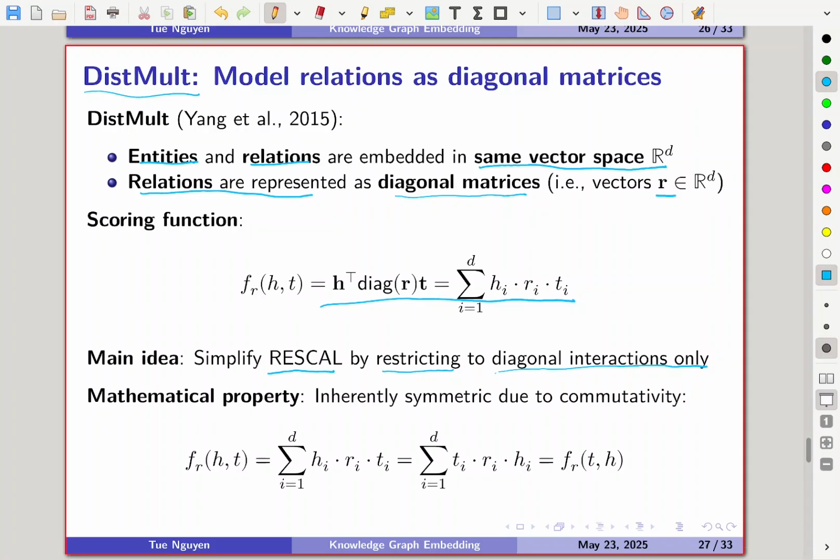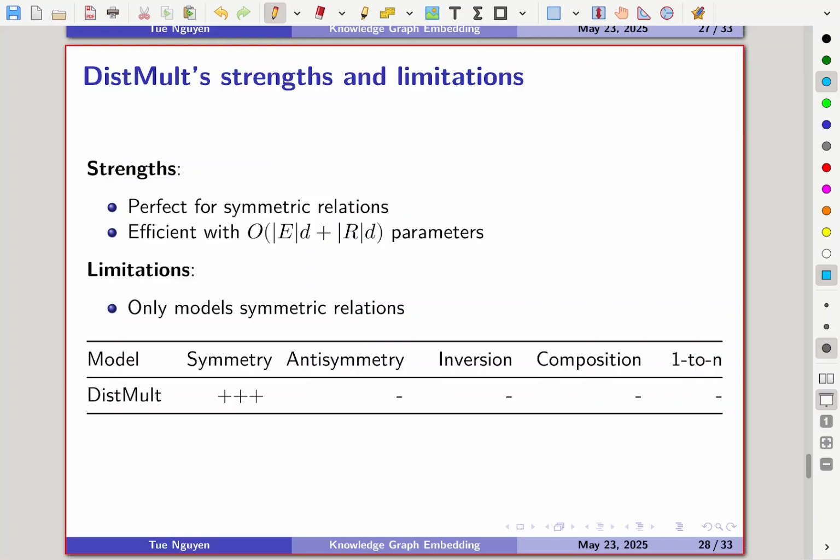Because of restricting to diagonal matrices only, if you work out the scoring function, you will get that the score of head-tail is the same as for tail-head, meaning that this model can model only a symmetric relation. About the strengths and limitations of DistMult: it can perfectly model symmetric relations due to its mathematical formulation. It's efficient because its complexity is the same as TransE. However, the limitation, as we already discussed, is that it can only model symmetric relations and it cannot model other relations.